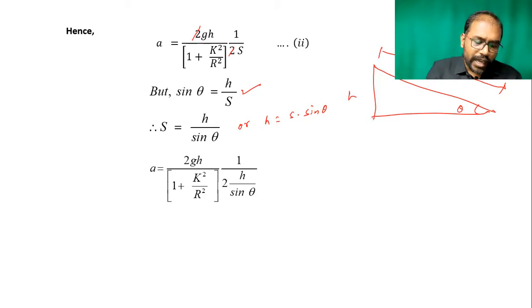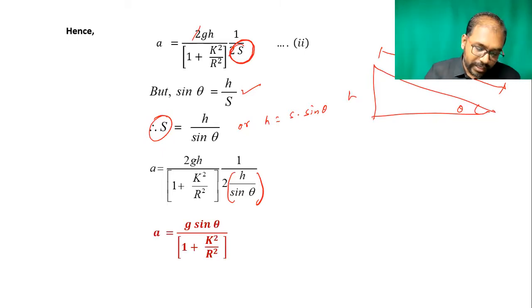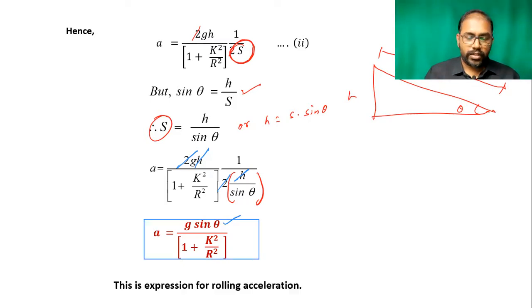Now we substitute. I considered s here, so I substituted this s. So s is h upon sine theta. Then after that we have to cancel the common terms. You can see we cancel this 2 and 2. Then this h gets cancelled, and sine theta is shifted up. This g and sine theta, we get g sine theta, divided by this bracket 1 plus k square by r square as it is. So this is the expression for acceleration. This is the rolling acceleration that you note.